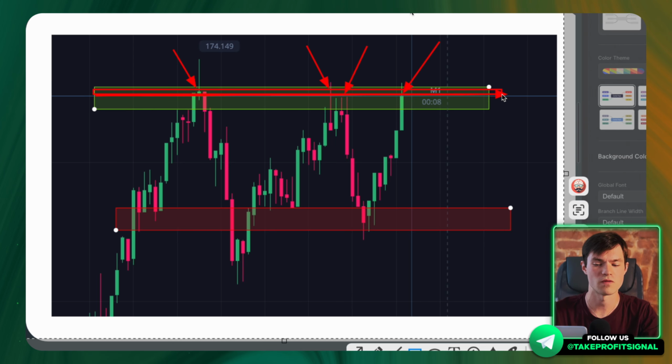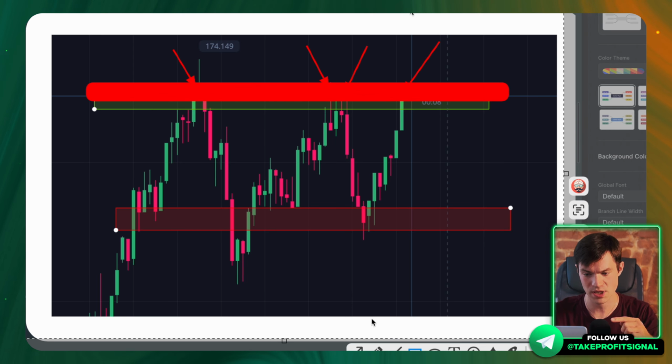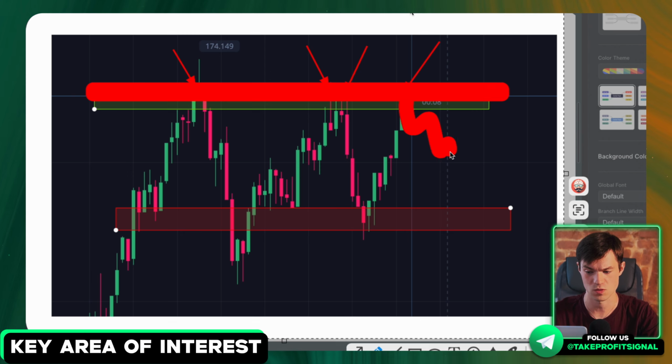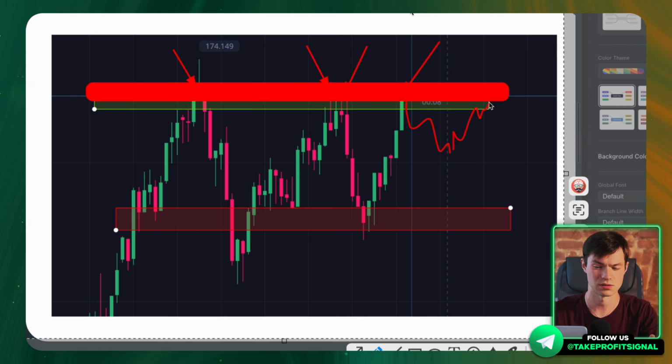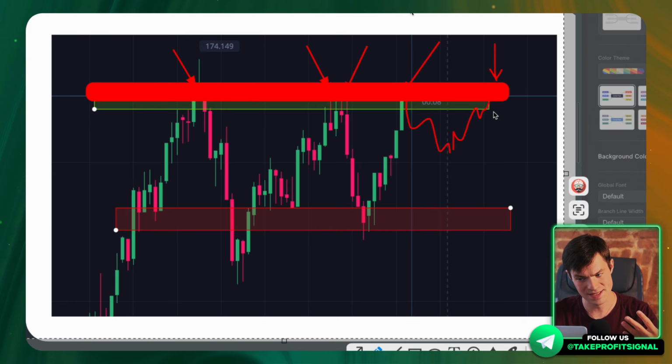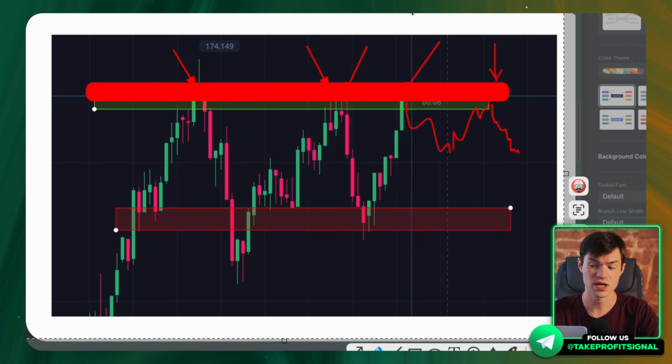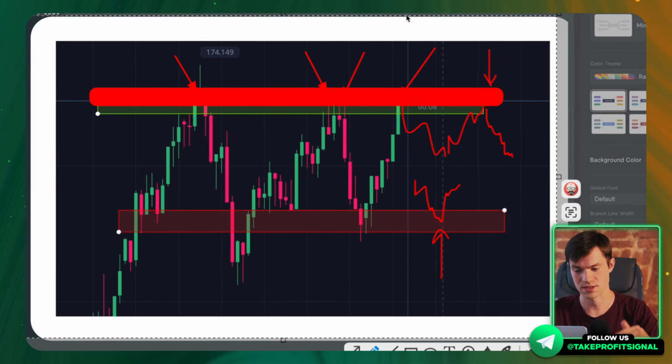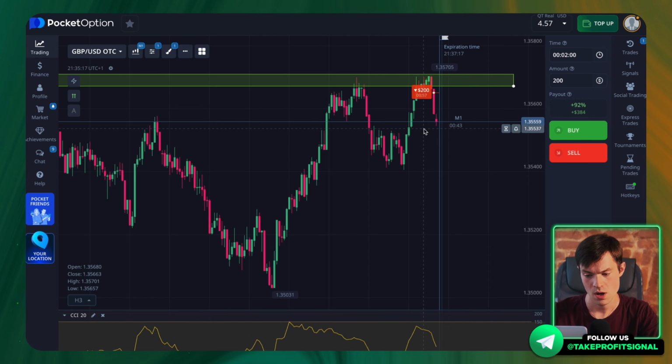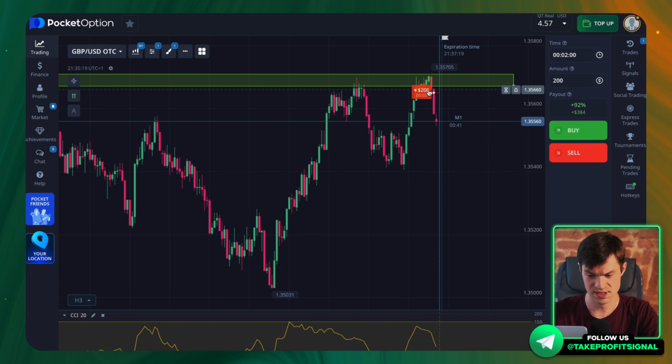Thus we have such a wall formed, and this zone becomes a key area of interest in those moments when the chart, let's say, approaches this area next time. So we realize that we have had a lot of reactions from this area, so we can predict another decrease or, on the contrary, another increase if it is a buying zone. Here is a very simple example.